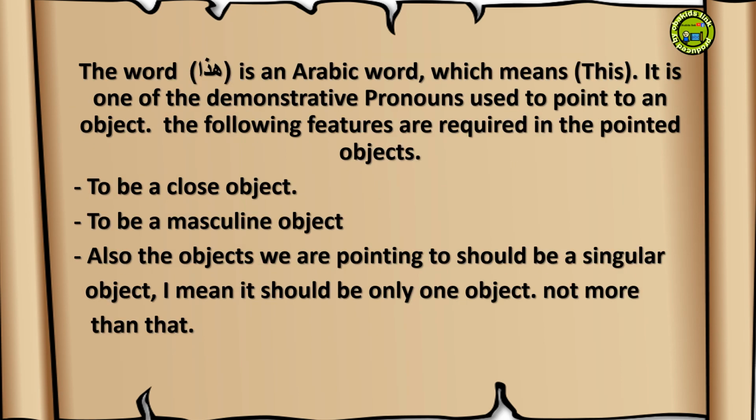The word هذا is an Arabic word which means this. It is one of the demonstrative pronouns used to point to an object. The following features are required in the pointed object. 1. To be a close object. 2. To be a masculine object. 3. Also, the object we are pointing to should be a singular object. I mean, it should be only one object, not more than that.